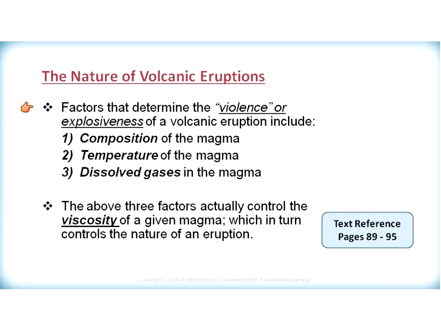Factors that determine the violence or explosiveness of volcanic eruptions again include composition, temperature, and amount of dissolved gases. The above three factors actually control the viscosity of a given magma, which in turn controls the nature of an eruption. Information on these topics can be found in your text on pages 89 through 95.